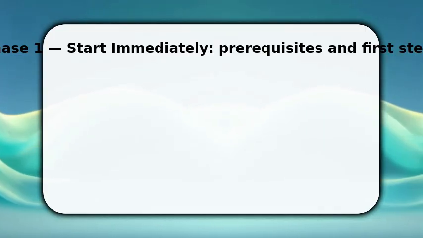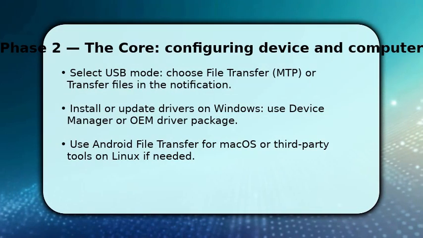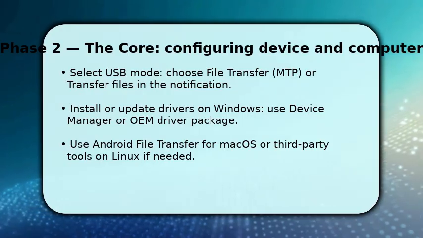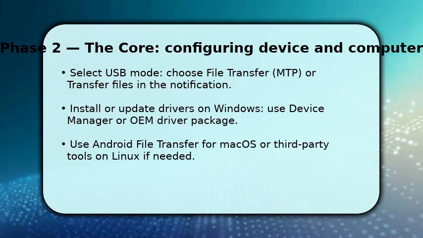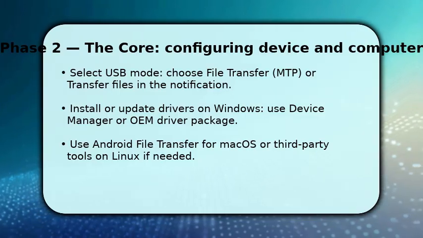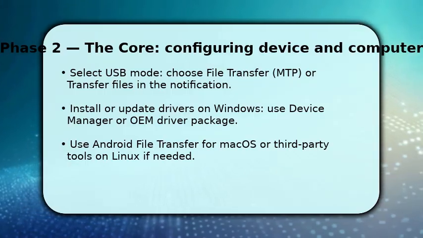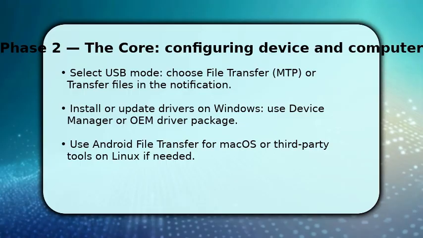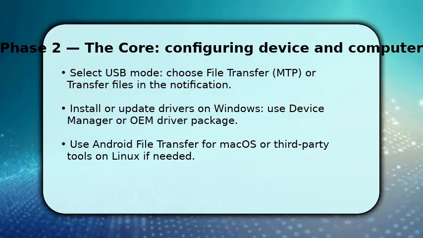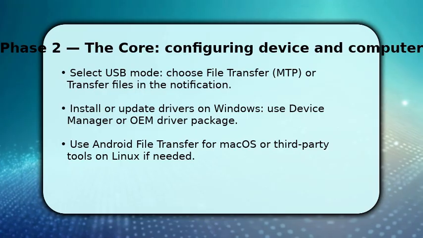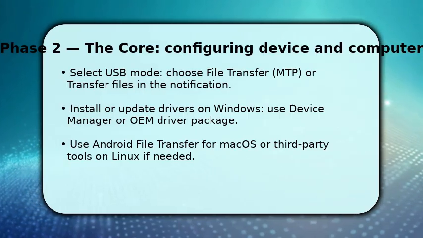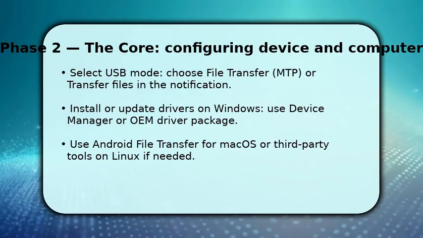Now you configure both devices so they speak the same protocol. On the phone, pull down notifications and select File Transfer or MTP. That tells Android to present a file system. On Windows, check Device Manager and update or install the OEM MTP driver if the phone appears as unknown. On Mac OS, use Android File Transfer app. On Linux, use GVFS or ADB when needed.